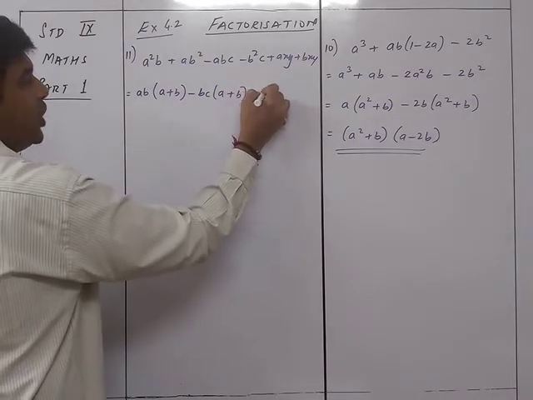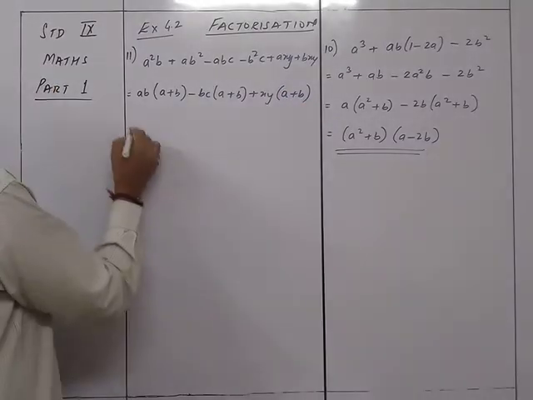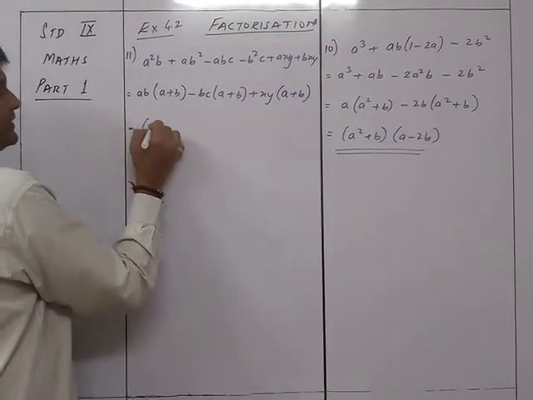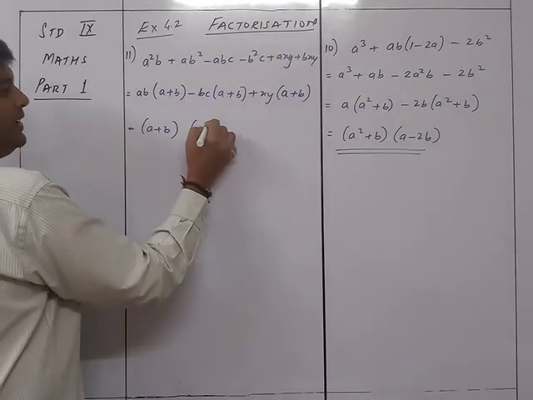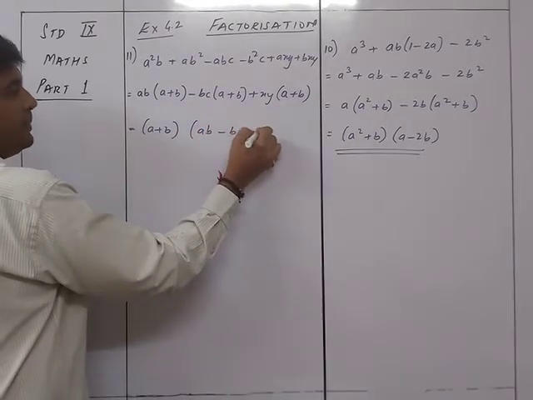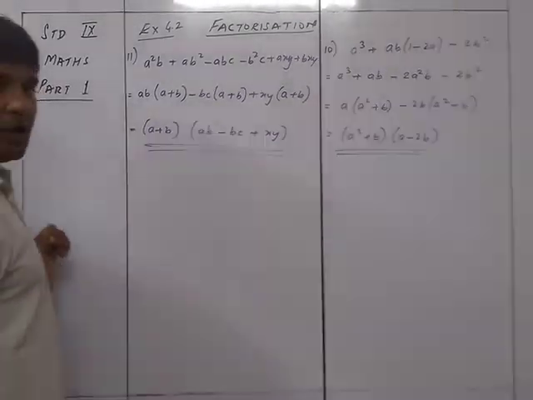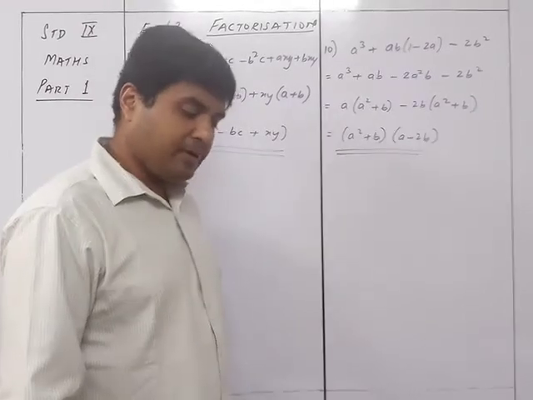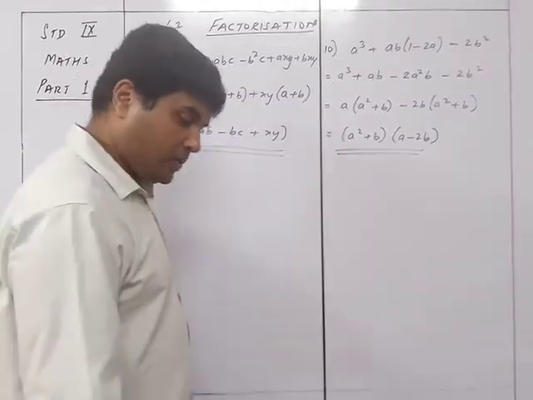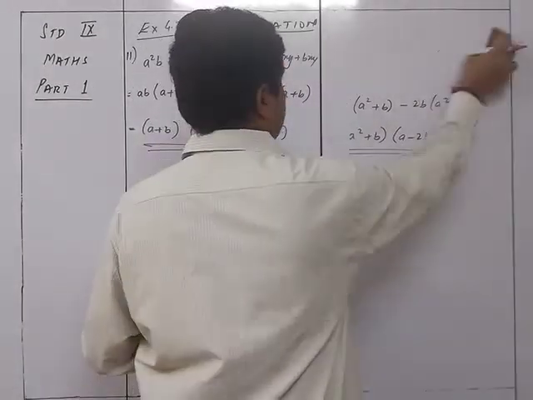Here xy is common, so it is xy, a plus b again in the bracket. So now you have got a plus b as a common bracket between all the three terms, and the remaining bit will be ab minus bc plus xy. So this gives you the binomial into trinomial kind of a question. Okay, so that was sum number 11. Sum number 11 has got only one part, so we skip one and we take the sum number 13.